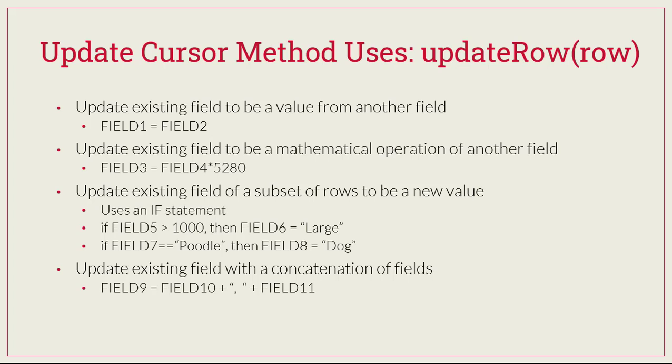You can also update existing fields with a concatenation of other fields. So if you need for an existing field to be the combination of two pieces of information from before, then you would just do that and put your comma in between.